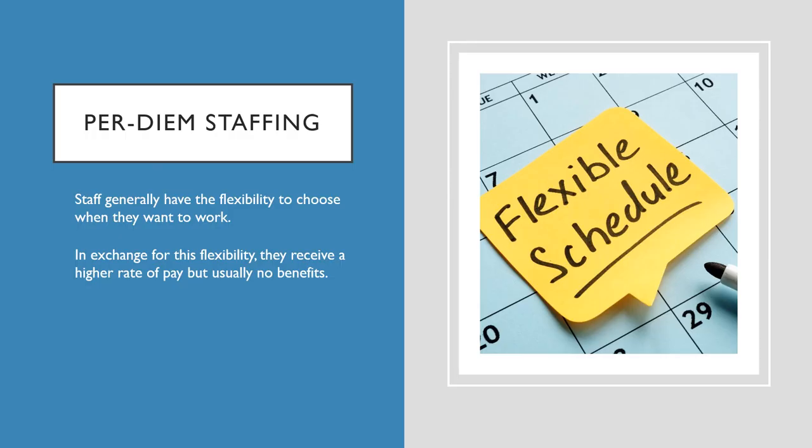When we think about per diem staffing, staff generally have the flexibility to choose when they want to work, but in exchange for this flexibility, they receive higher rate of pay, but usually no benefits. As of July 2022, the average hourly pay for a per diem nurse in the United States was $40.89 per hour. Per diem workers may increase risk to patient safety because they're less likely to be familiar with organizational policies and procedures.